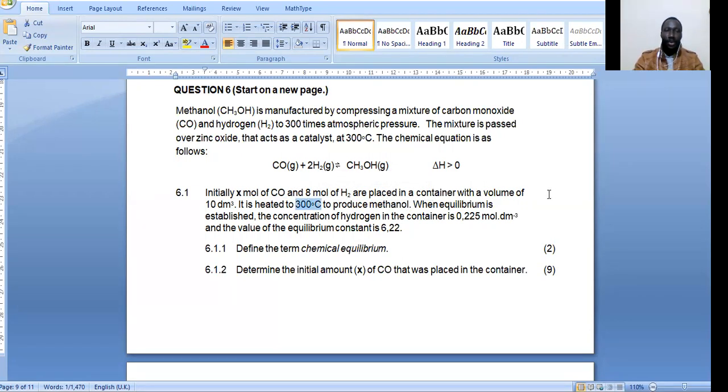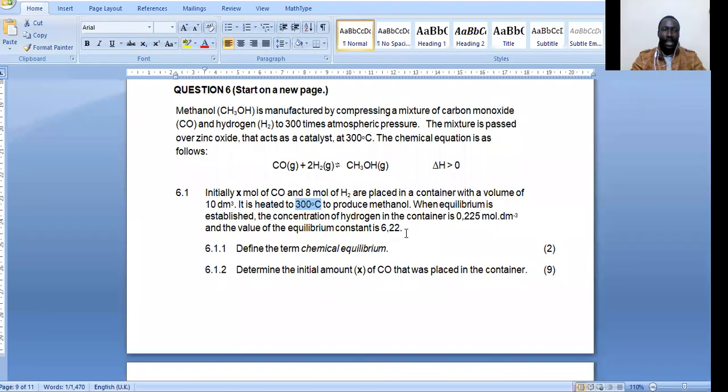Well, from these statements only, we can already generate a lot of information. But let's first read it up to the end. They're then saying, when equilibrium is established, the concentration of hydrogen in the container is 0.225 mole per cubic decimeter. And the value of the equilibrium constant is 6.22.